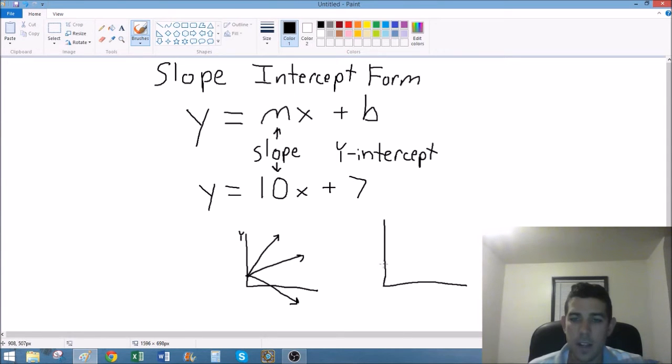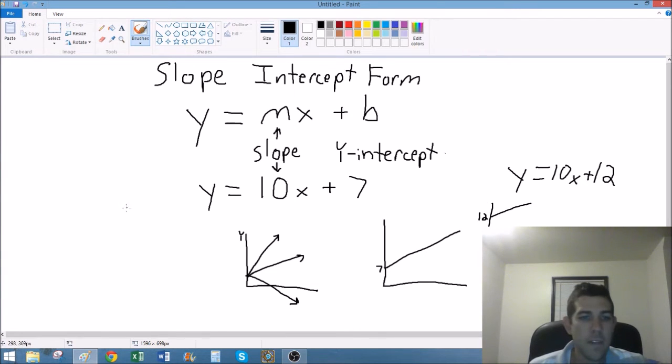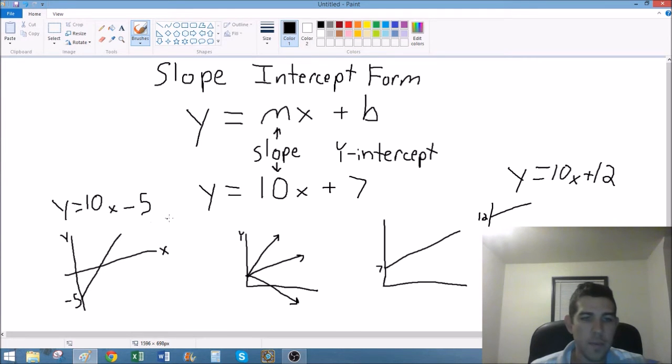So in this case, this number here decides whether our line is going to start here at 7, or if I were to change this, if I were to say y equals 10x plus 12, well then maybe I have a line that starts all the way up here at 12. If I had an equation that said y equals 10x minus 5, well then I would have a graph that, this is my x and my y, started below 0 on the y-axis. It would start down here at -5 and then go up. So our slope decides the direction, while the y-intercept decides where it starts on the y-axis.